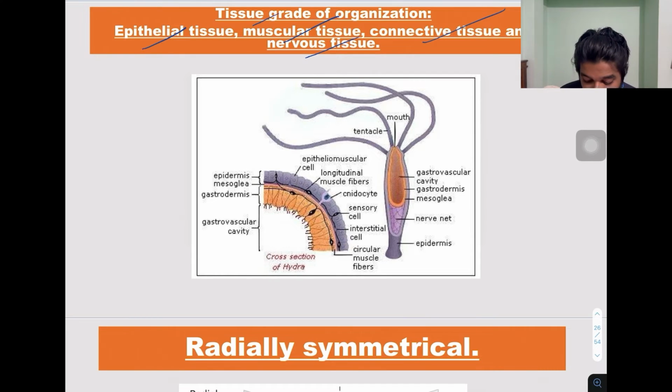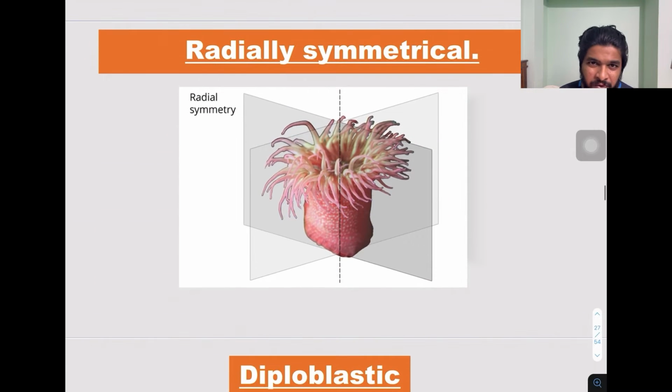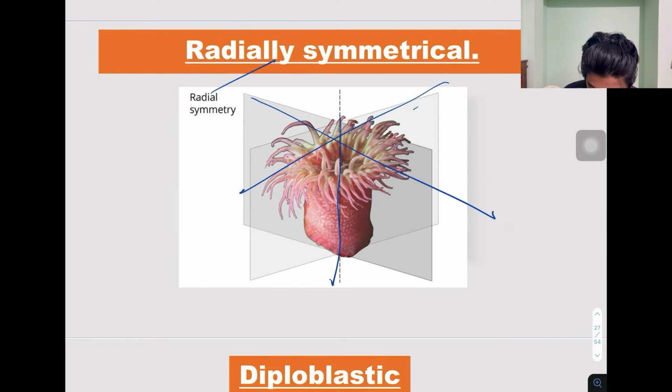Next, they show radial symmetry. In a previous video I explained what radial symmetry is. Radial symmetry is when an organism is cut in any plane passing through the center and we get two equal parts, then such organisms are called radially symmetrical. See here, these organisms are radially symmetrical. Why? Because this organism can be cut in this plane, or this plane, but it should pass through the center. If it passes through the center, then two equal parts will be formed. Hence, all the coelenterates are radially symmetric.